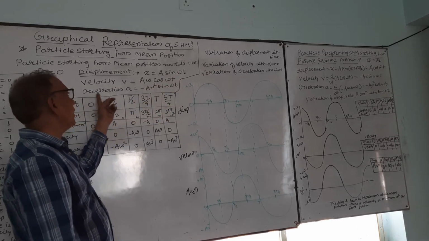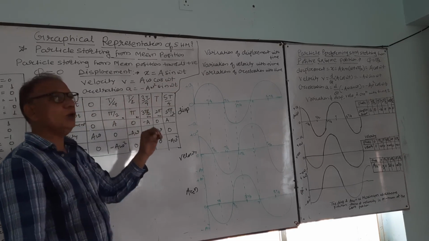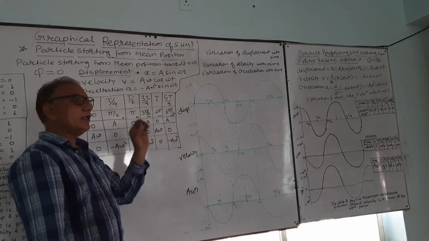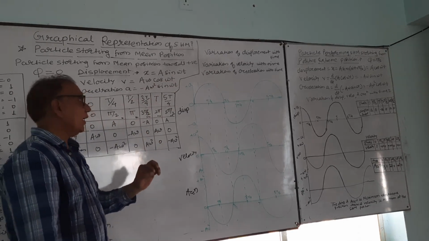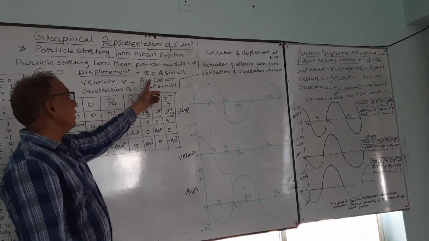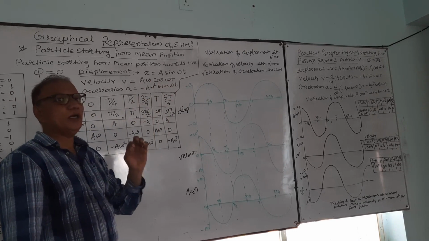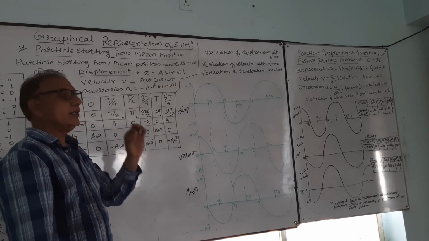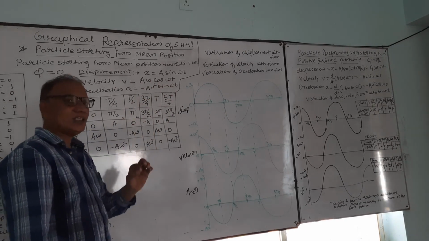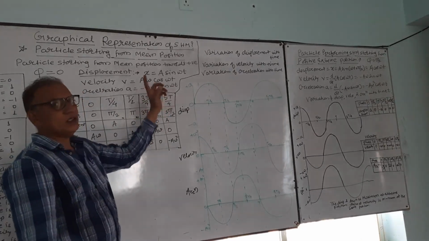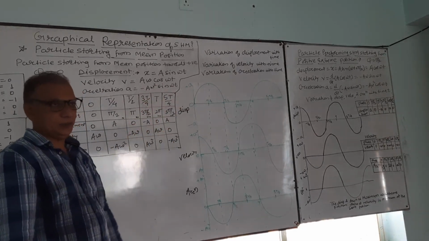Again, we have to find out acceleration. a is equal to dv by dt, that is d by dt, and the value of v is a omega cos of omega t. Therefore, d by dt of a omega cos of omega t. Its differentiation is minus a omega square sin of omega t.